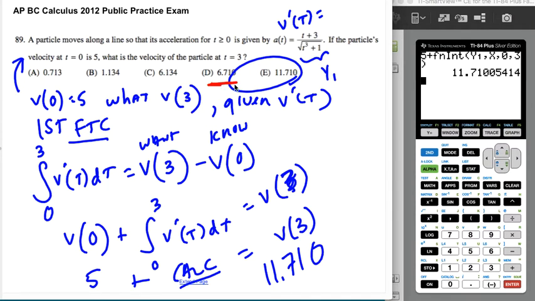Notice that this is a trap, right? This is the trap answer if you realize that you're supposed to integrate, but you forget the 5, right? So just kind of be heads up about that. They will ask you first fundamental theorem of calculus questions. All right.